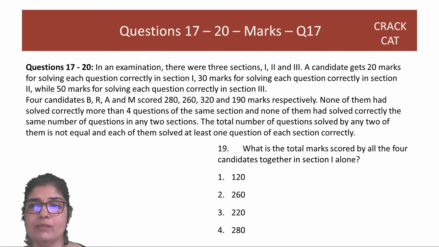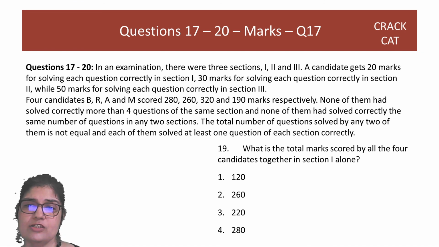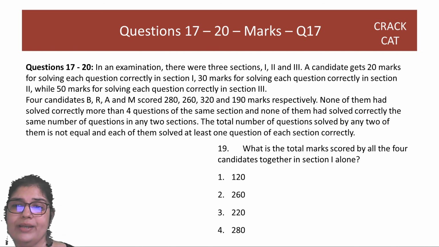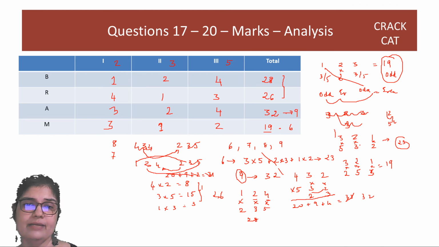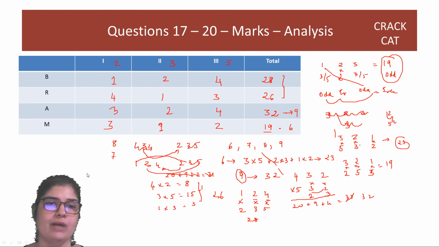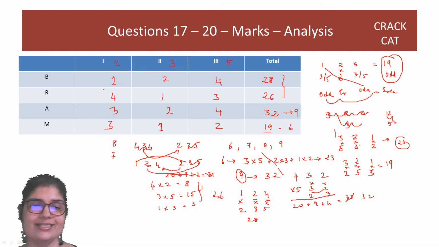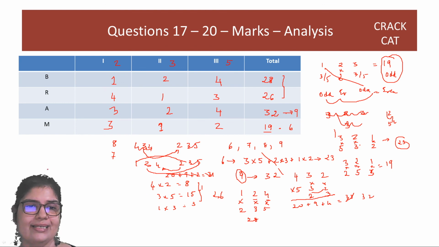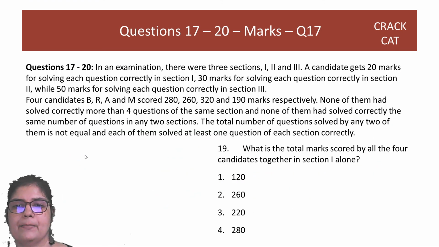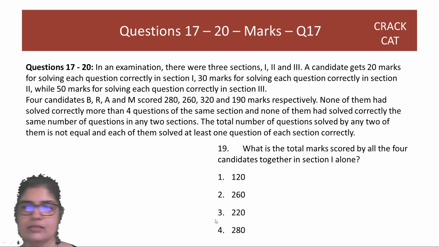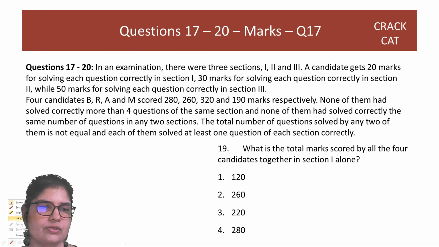What is the total marks scored by all the 4 candidates together in section 1 alone? So remember, ये section 1 means 20 marks. हमने 2 किया था just to avoid writing a lot of zeros. So the total number of questions in section 2, guys, is 11. Right? 1 plus 4 plus 3 plus 3. And each of these is 20 marks. So it is 220. So the answer here is 220, 19th question.